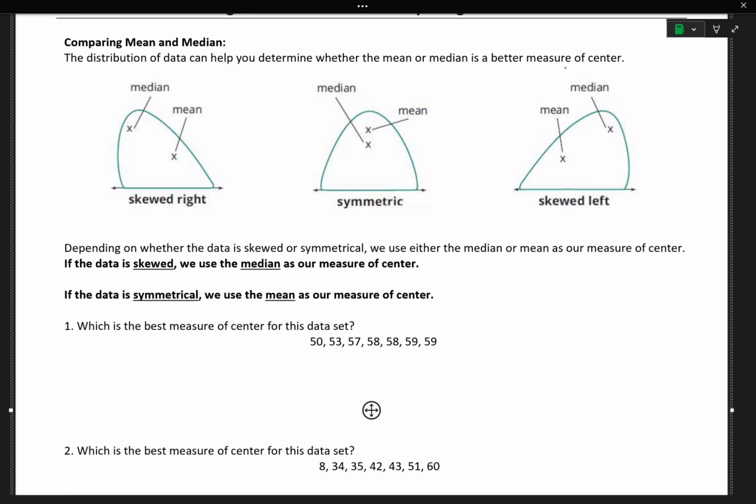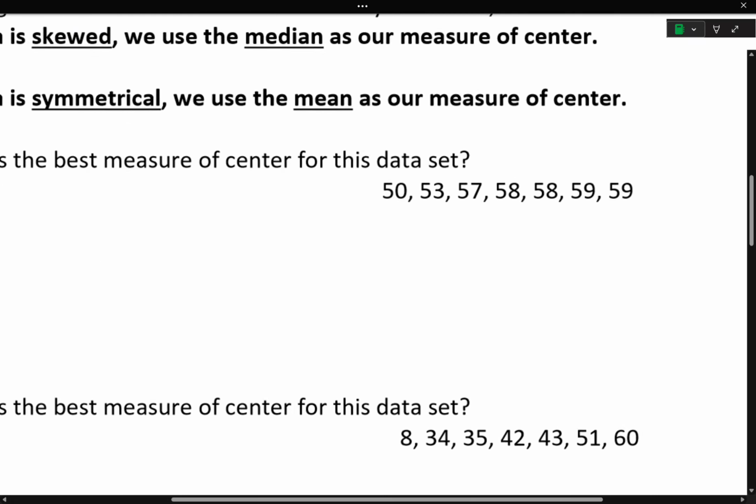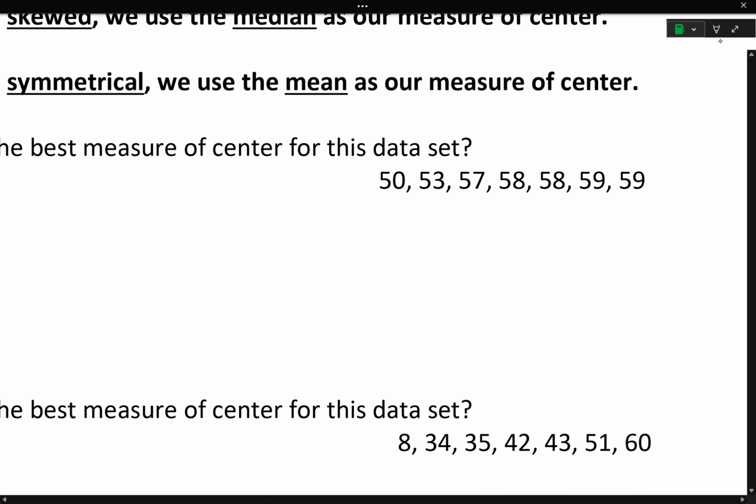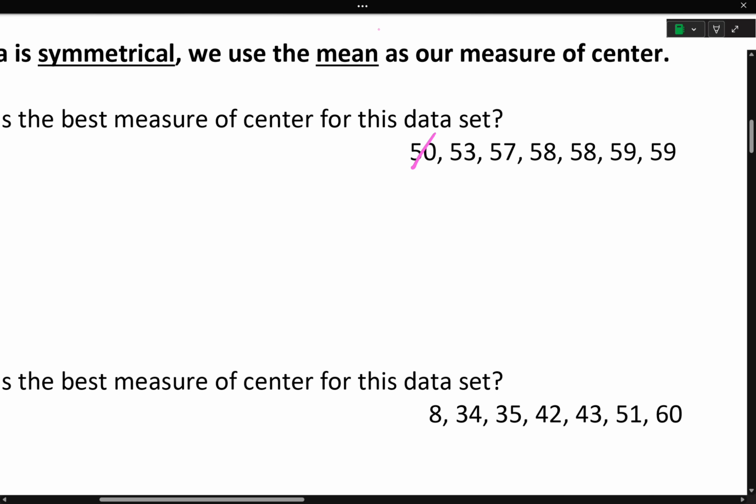So for number 1 and 2, let's decide which measure of center is the best for this data. What that means is we have to find the median and the mean and see how far apart they are. Okay, in number 1, I'm going to begin by finding the median by crossing the numbers off on each side. I got 58.